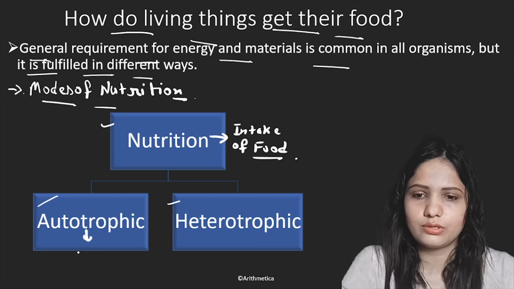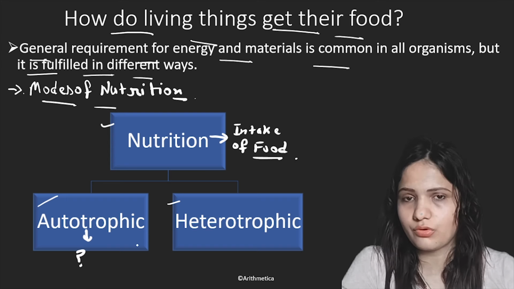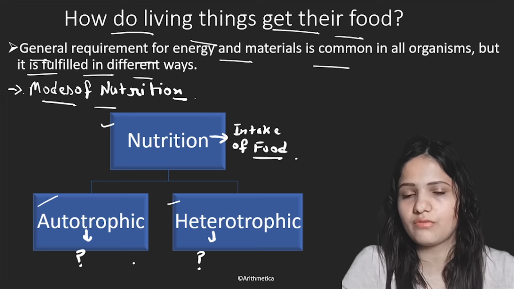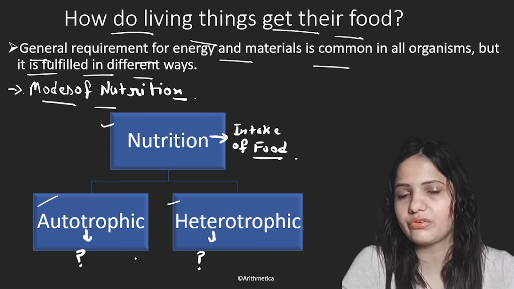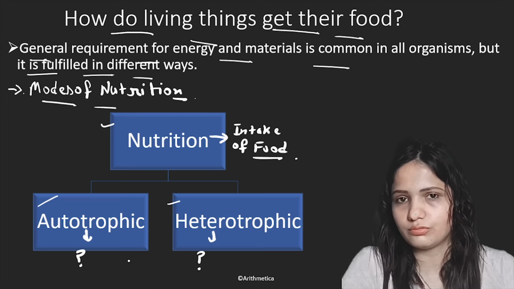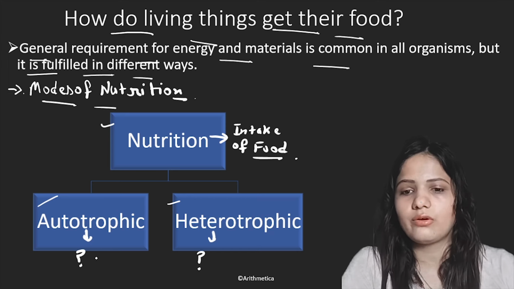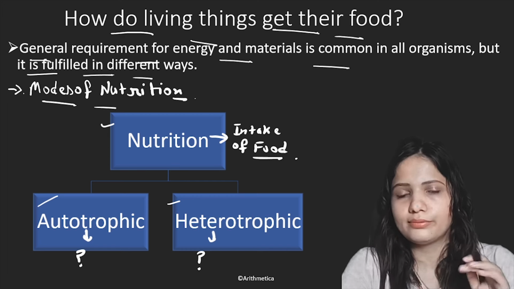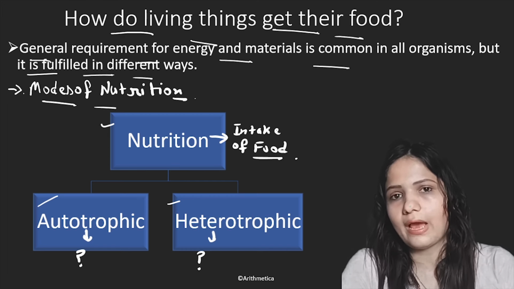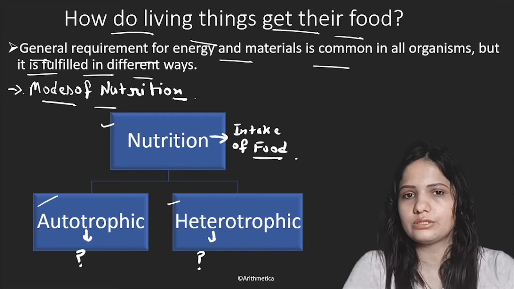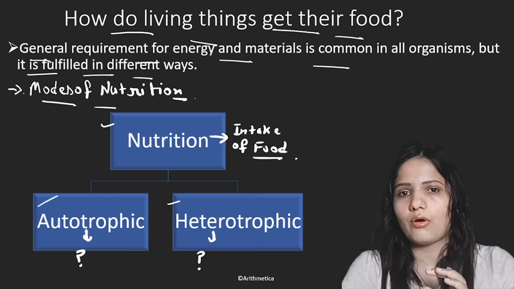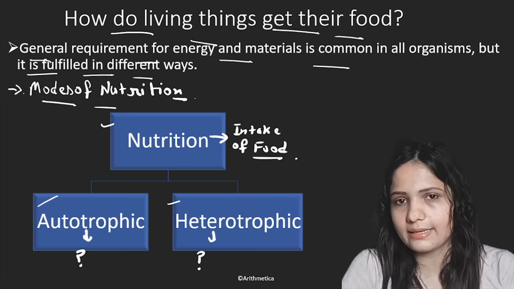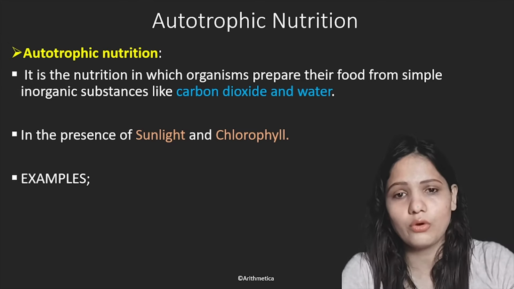Now we have to cover autotrophic nutrition. What is autotrophic nutrition? What is heterotrophic nutrition? We have to look at the definition of autotrophic nutrition as well as heterotrophic nutrition and examples too. CBSE many times asks this question: define autotrophic nutrition, give examples of autotrophic nutrition. Then you have to write the definition of autotrophic nutrition and the introduction along with examples. We will be covering these in our upcoming slides. So now let's first see autotrophic nutrition.